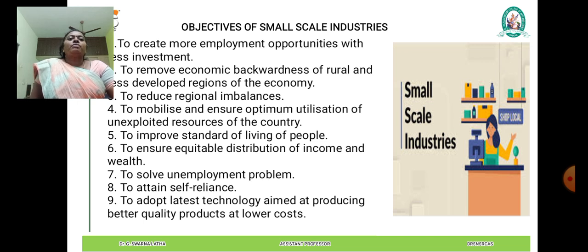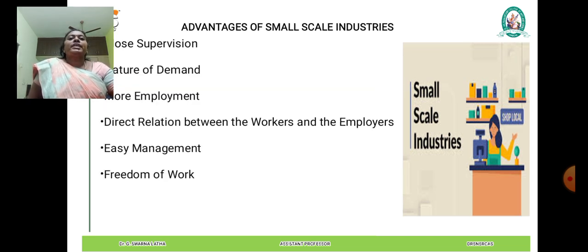Next, we can see the objectives of small scale industries: to create more employment opportunities with less investment, to remove economic backwardness of rural and less developed regions of the economy, to reduce regional imbalances, to mobilize and ensure optimum utilization of unexploited resources of the country, to improve the standard of living of people, to ensure equitable distribution of income and wealth, to solve the unemployment problem, to attain self-reliance, and to adopt the latest technology aimed at producing better quality products at lower cost.